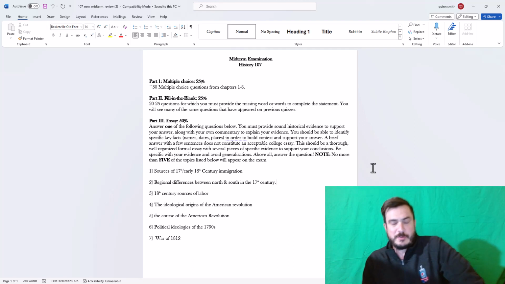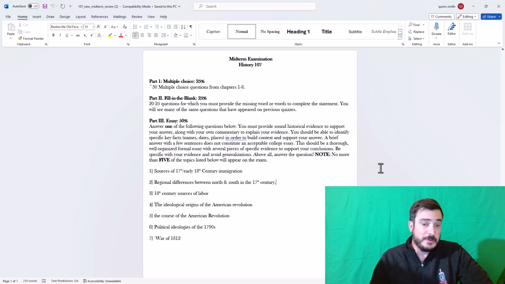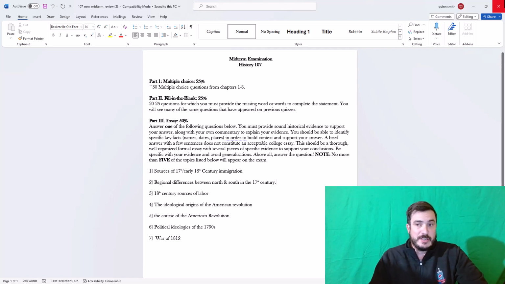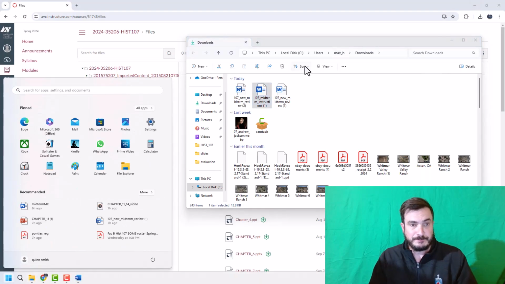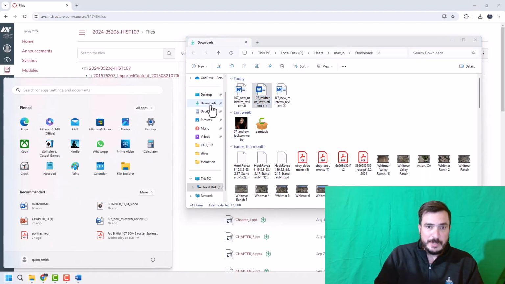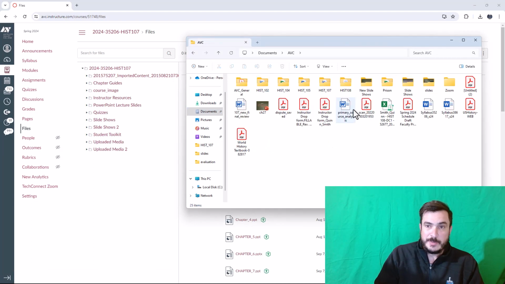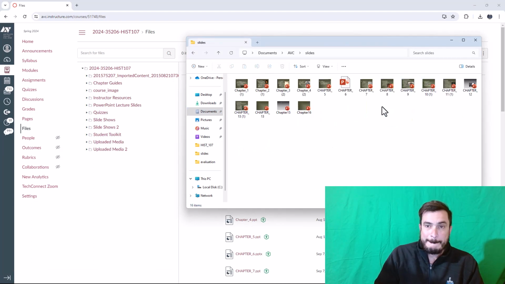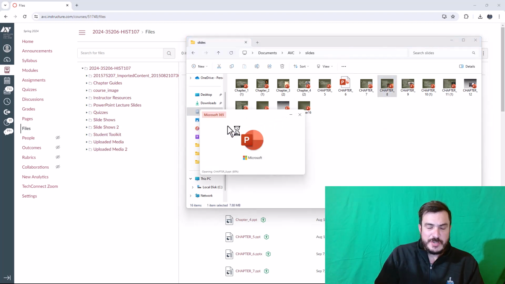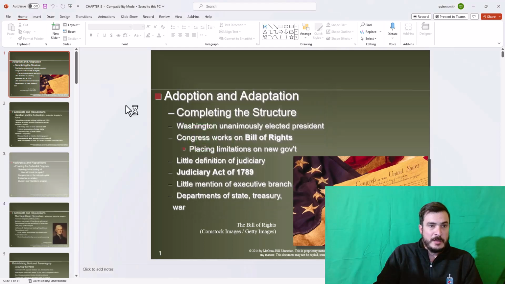Look at number 6. That was one of the most recent things we just talked about. Political ideologies of the 1790s. I'm going to bring that up here, open it up on my handy dandy laptop. It's buried somewhere. Political Ideologies of the 1790s. That would be, I think, chapter 8 in our book.